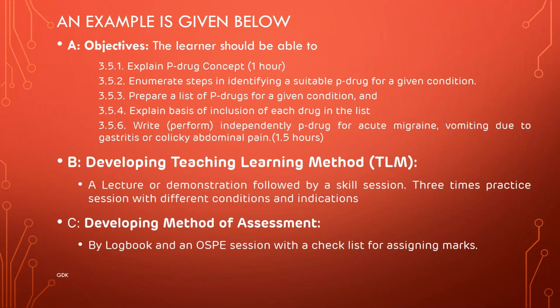Now, this TLM can be developed according to the requirement of these competence objectives, and usually a skill session is recommended. 3 times practice is required for proficiency. And TLM method can be developed for assessment, usually logbook, OSPE station with a checklist and marks. So this is how a simple P-drug can be developed into objectives, methods, and assessment.